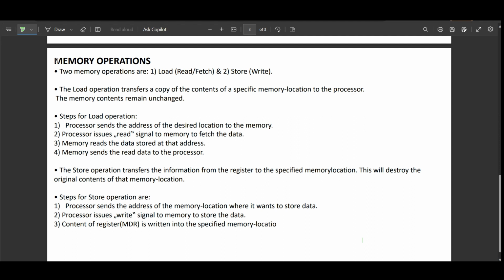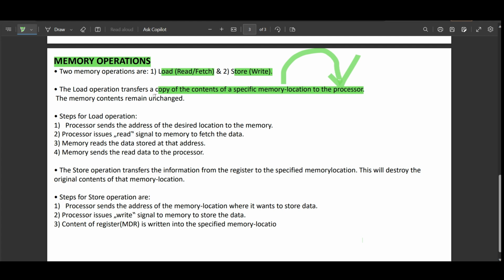Here is the memory operation. There are two memory operations: load, which is also called read or fetch, and write. First we'll see what the load operation is. Load operation transfers a copy of the content of a specific memory location to the processor. As I told you when I was explaining the basic operational concept, data will be stored in the memory and it will be brought to the processor. The content in a specific memory location, it can be 3000, 2000, any memory location, I am bringing that content to the processor. This is called the load operation.